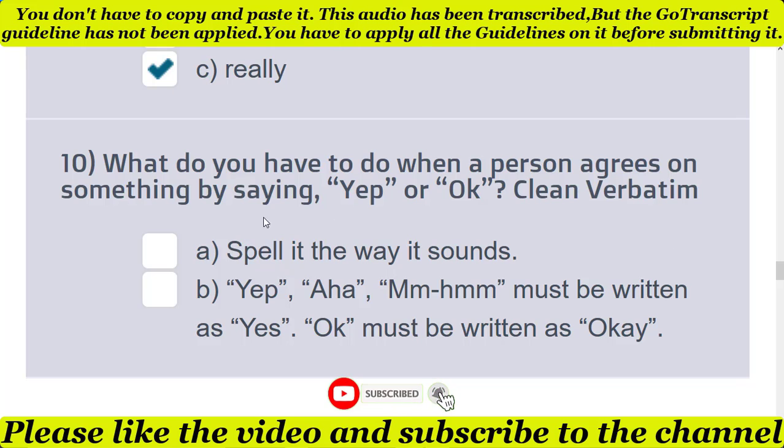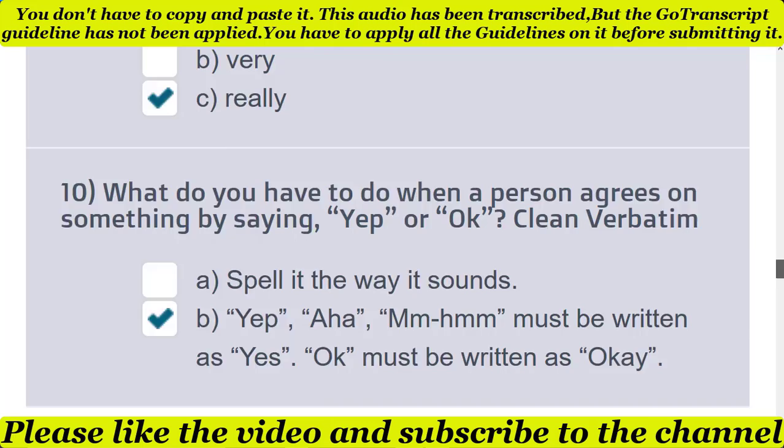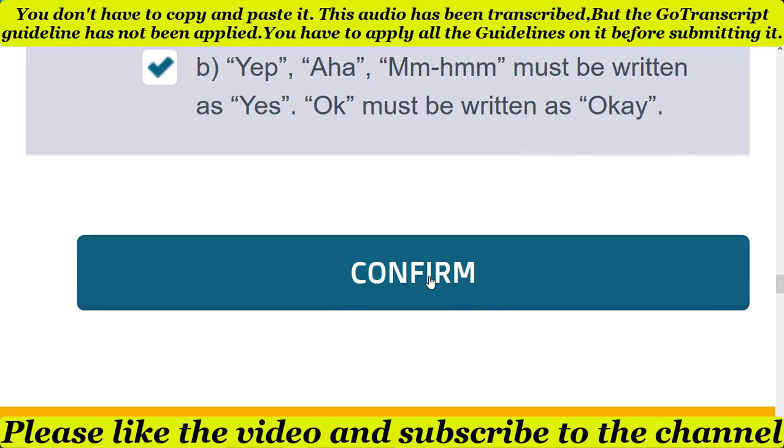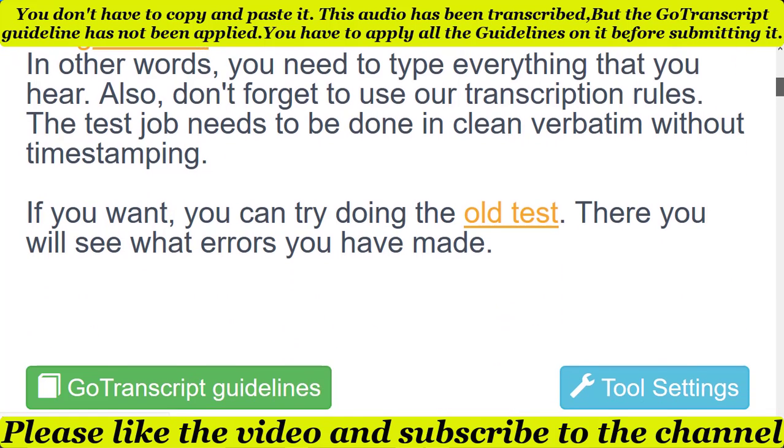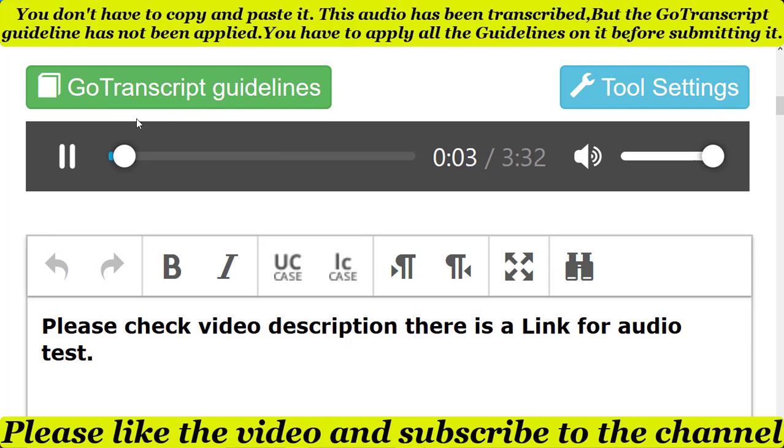The 10th and last question is: what do you have to do when a person agrees on something by saying "yep" or "okay" in clean or BTM? There are two different options and the correct option is option B. After all this, you simply need to click on confirm and you move to the next page of the GoTranscript audio test. This audio is used for the transcriber test.